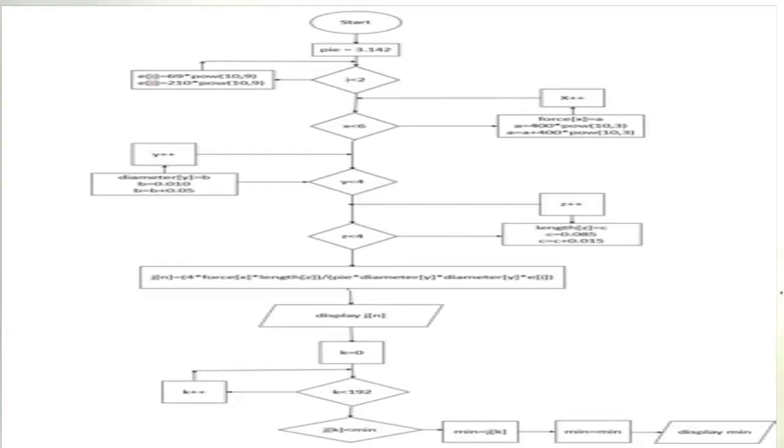This is the flowchart of my program, where the first identifier is force with an initial value of 400 times 10 to the power of 3, and the increment is 400 times 10 to the power of 3. My second identifier is the diameter with an initial value of 0.010 and an increment of 0.005. My third identifier is length with an initial value of 0.085 and an increment of 0.015. Then I will display my elongation and the minimum elongation.